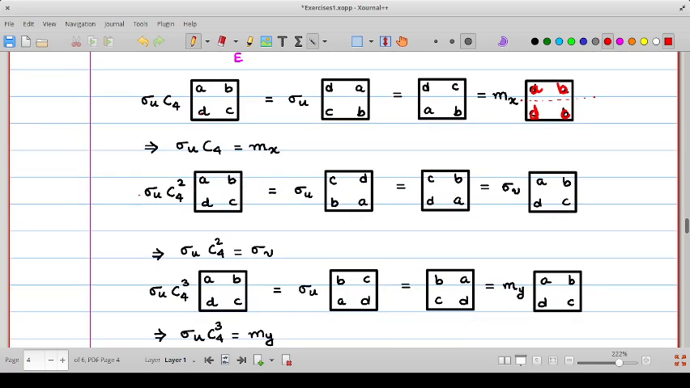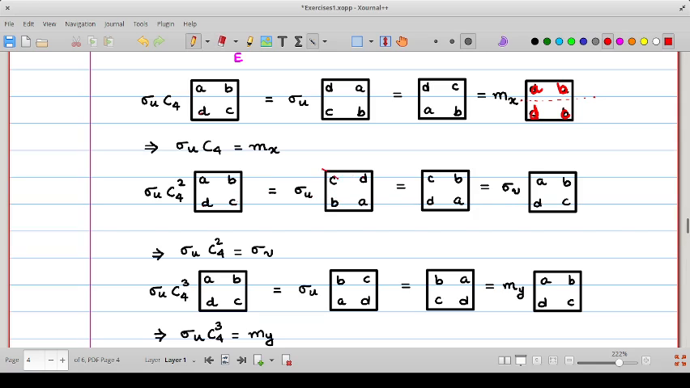Now we consider another possibility, sigma u times C4 square, acting on this square. So C4 square is a rotation by pi radian. So A has to go to C, B has to go to this position, and C has to go to that position, and D has to go to that position. So A comes here, B is here, C is there, and D over here.